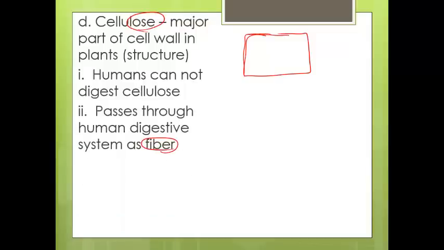When you hear people say, oh, you need to get more fiber in your diet, you can get that through eating more plant material, so fruits and vegetables.